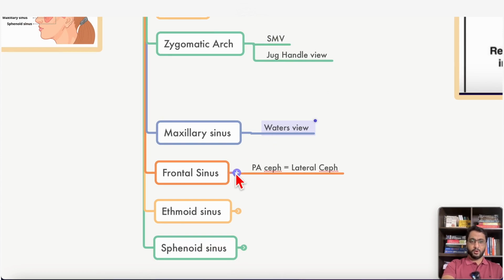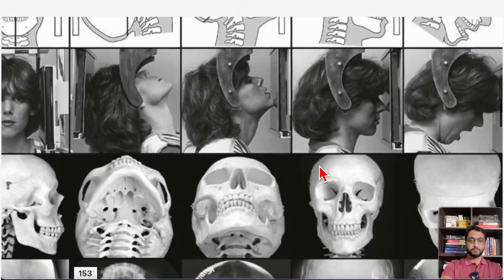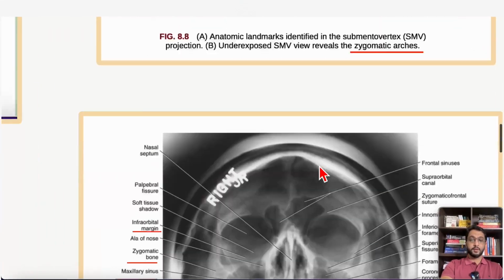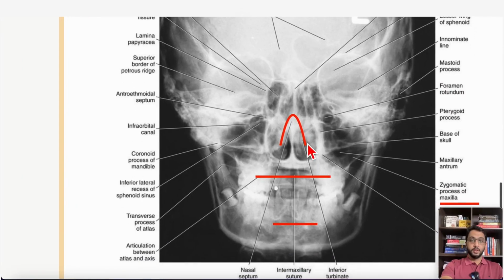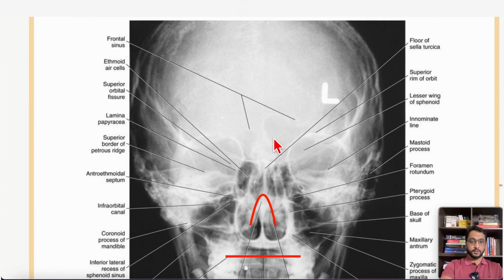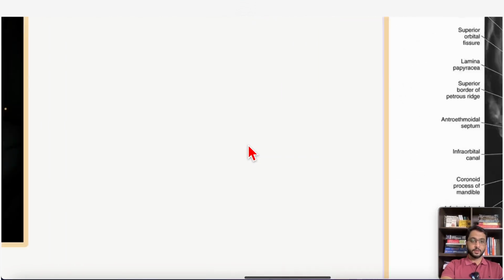Now here are small differences. PSF, lateral ceph. Waters view is for your maxillary sinus. Frontal sinus, if you want to visualize, you can either use your PSF or lateral ceph. Now you see this. Where is our PSF? This is our PSF. So if you want to visualize your frontal sinus, this is your frontal sinus, where you can visualize it. So that's a PSF.